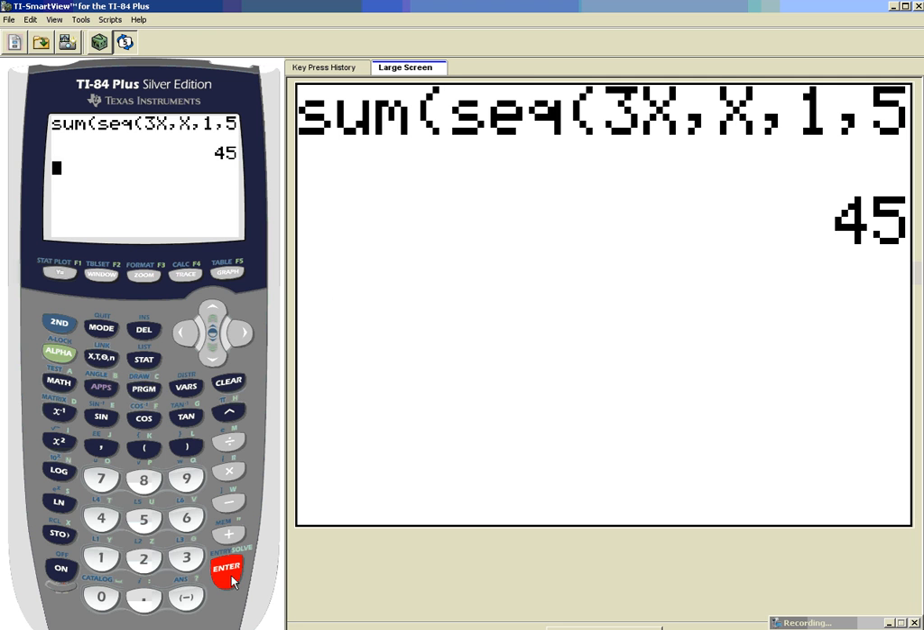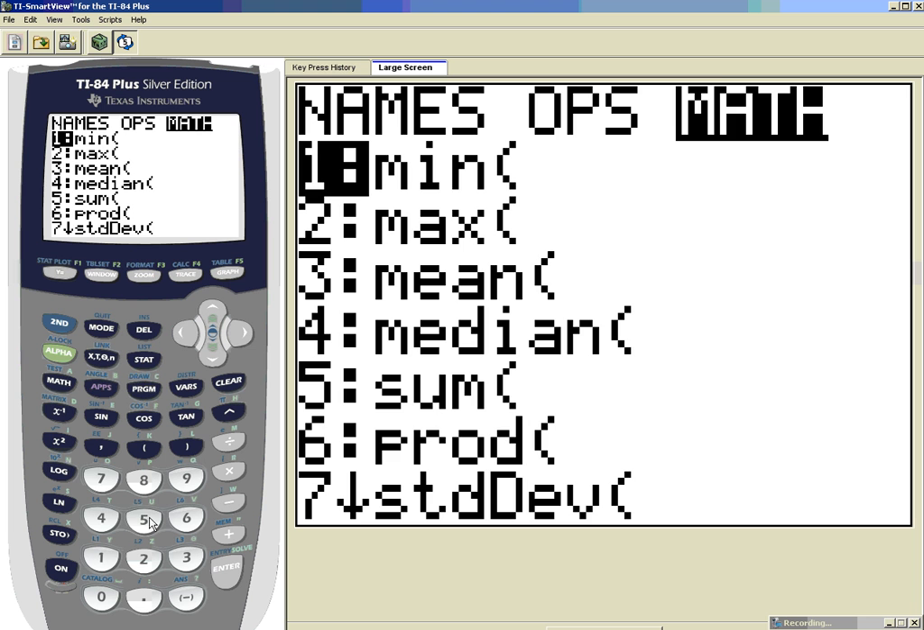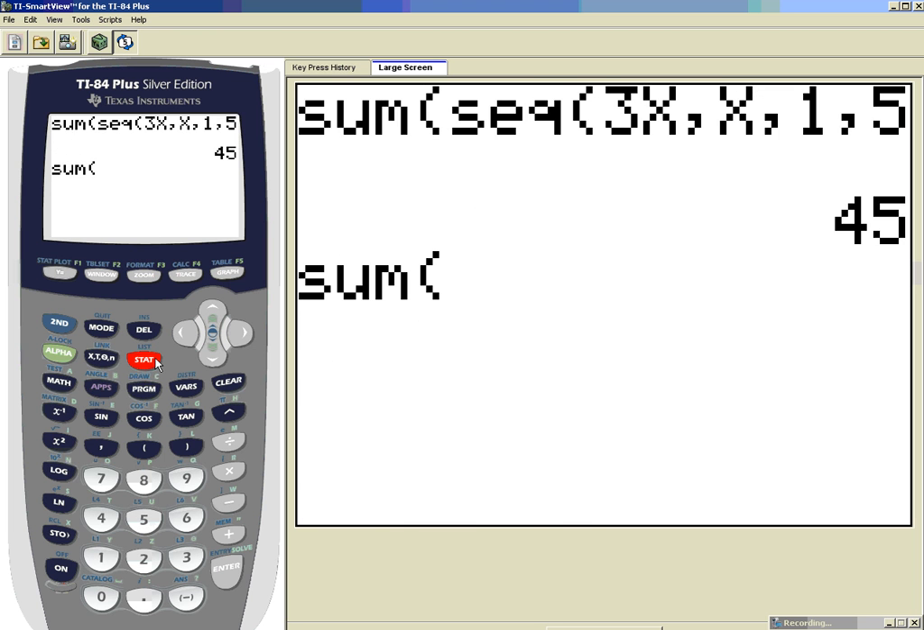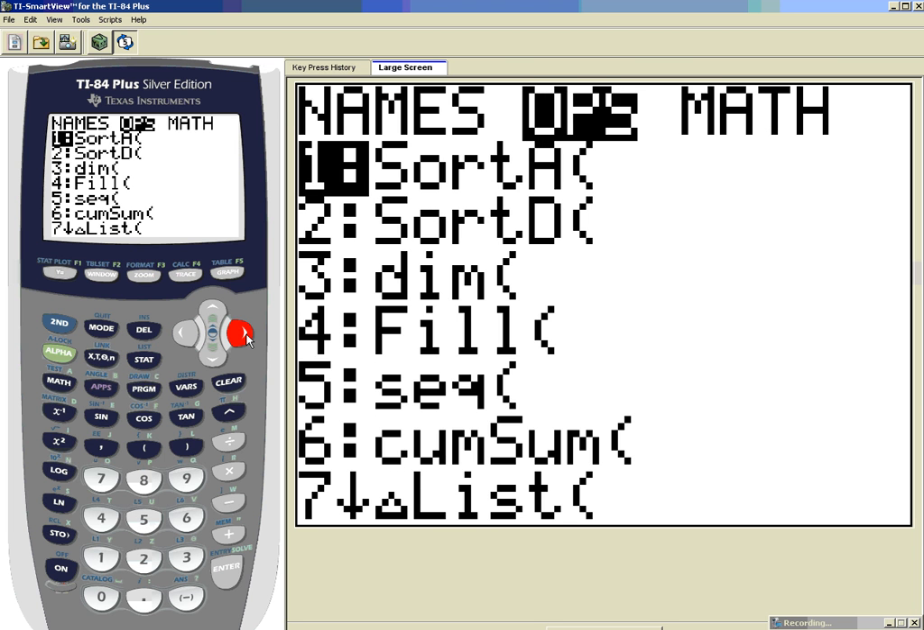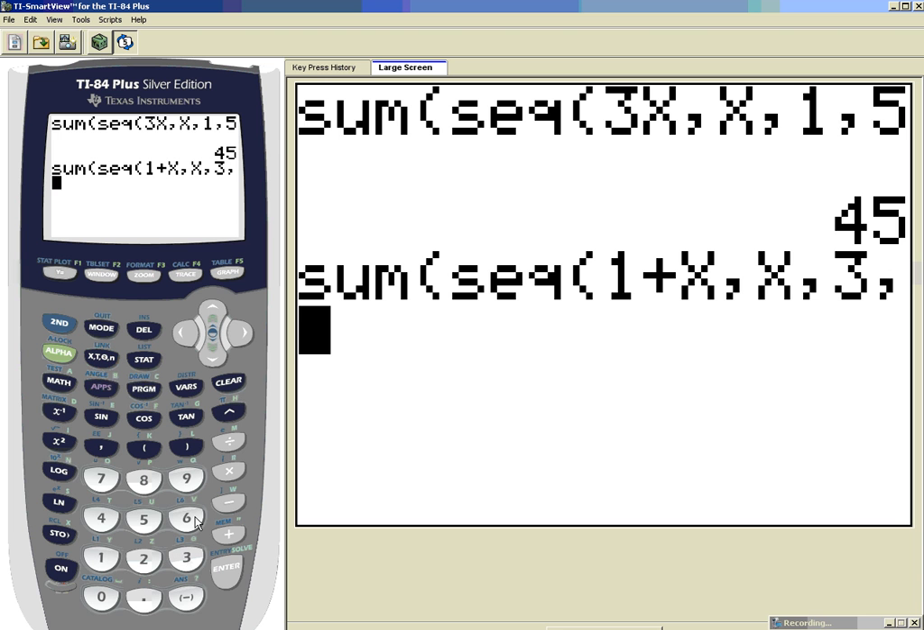Do the same thing for the second one. List, math, sum, back into your list menu, operations, sum of the sequence. This time our sequence was 1 plus x squared, comma, in terms of x, comma, lower bound, comma, upper bound. From 3 to 6.